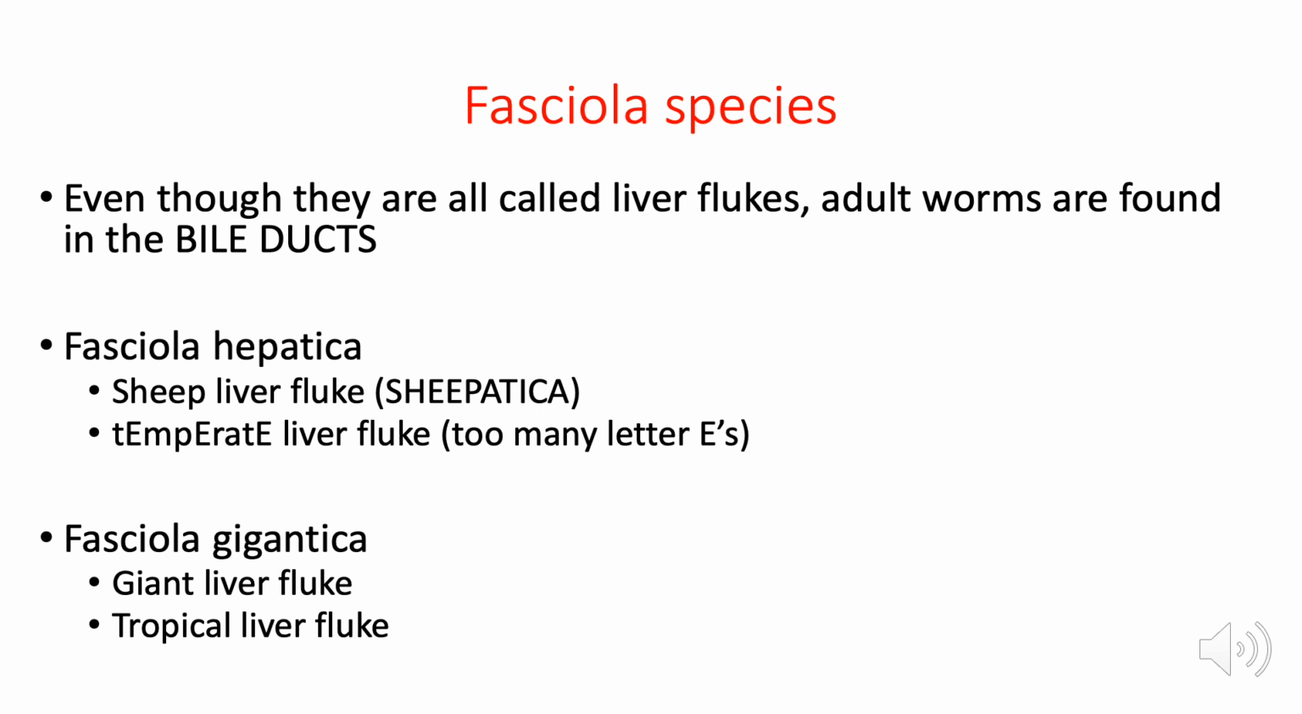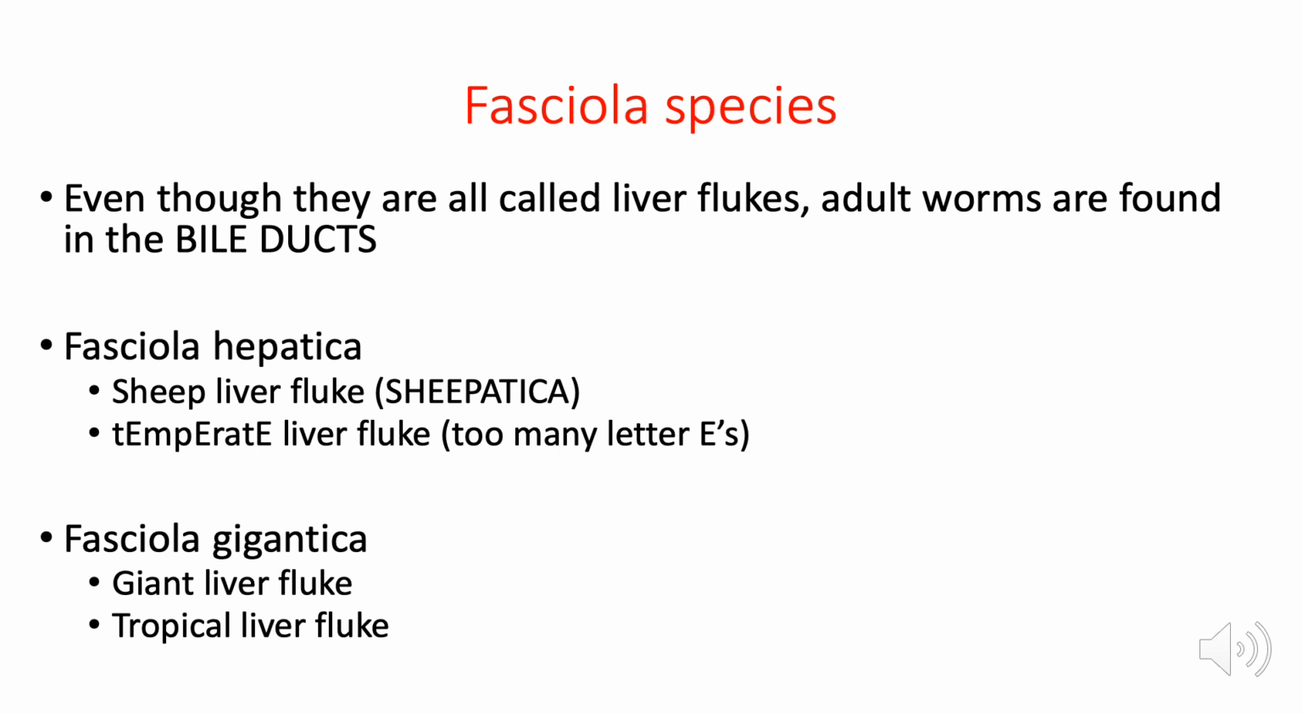Let's start with Fasciola hepatica. Since it commonly infects sheep, it is also known as the sheep liver fluke. And it's also popularly known as the temperate liver fluke. So for you to easily remember, you have two letter E's in the word sheep, right? So I intentionally typed in the letter E's as capital letters so that you can easily memorize that the other name for Fasciola hepatica is sheep liver fluke, Fasciola sheepatica.